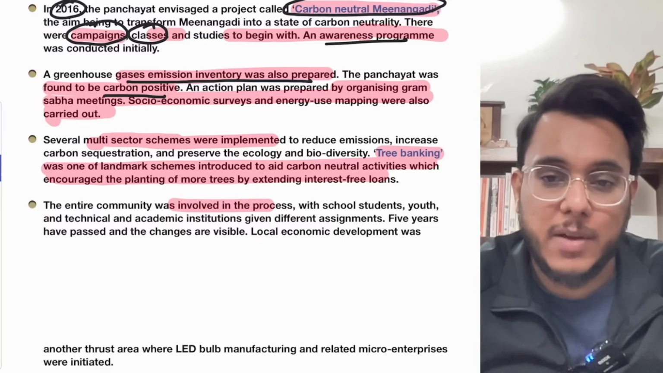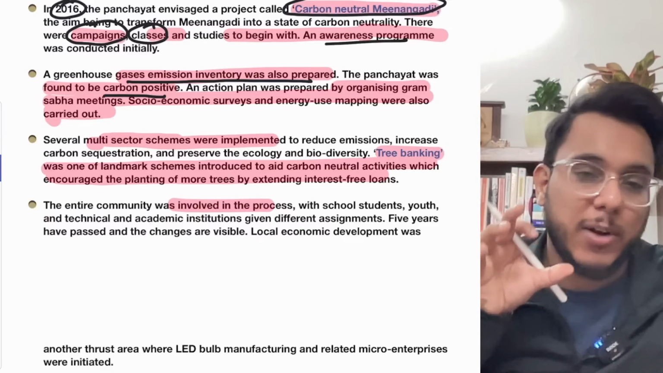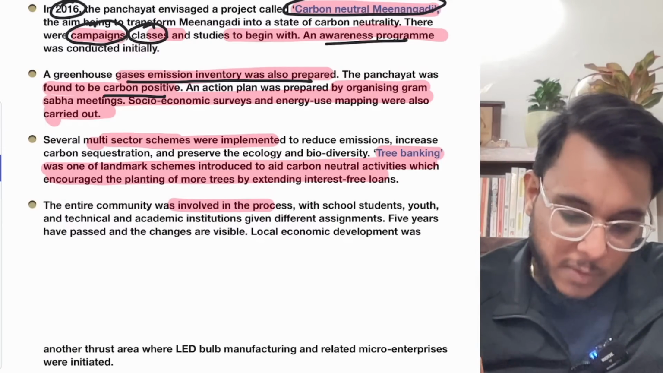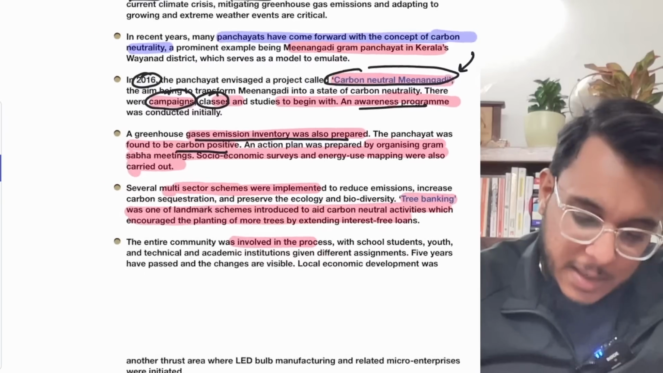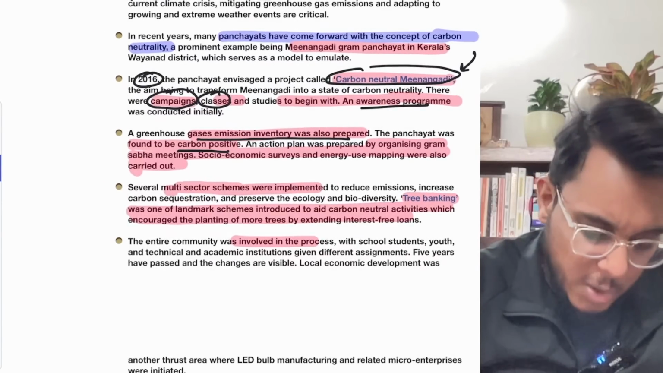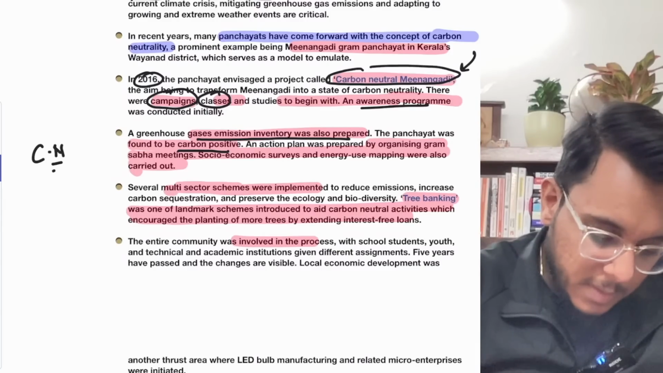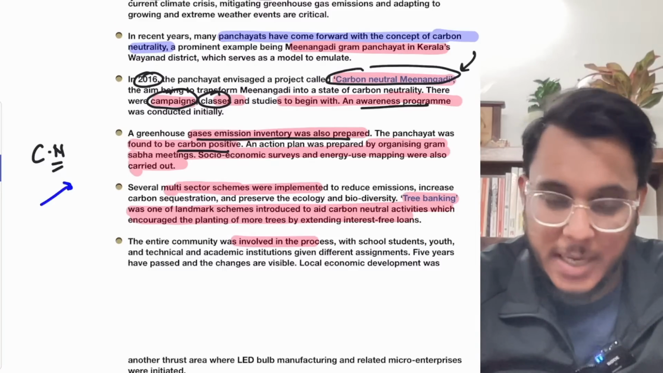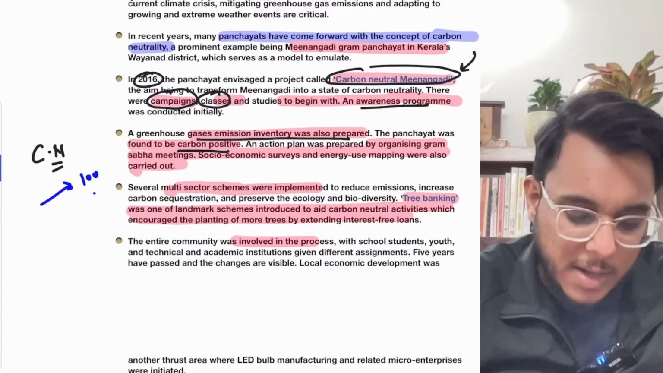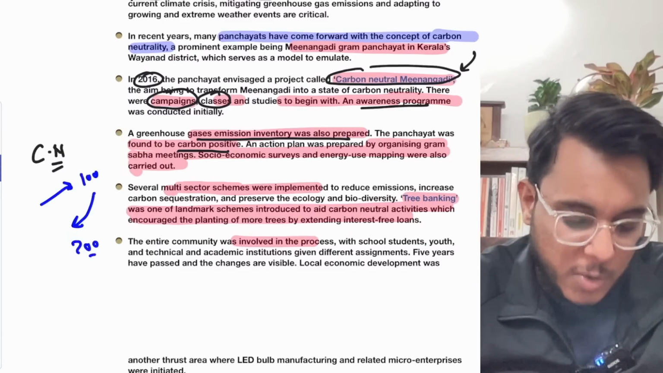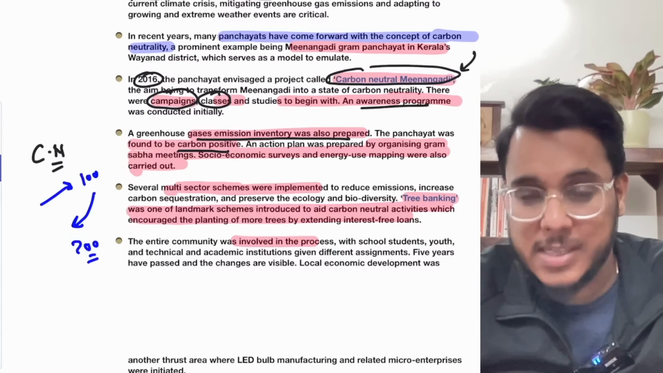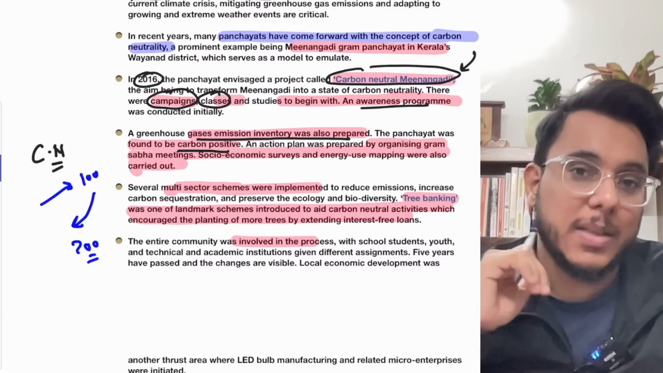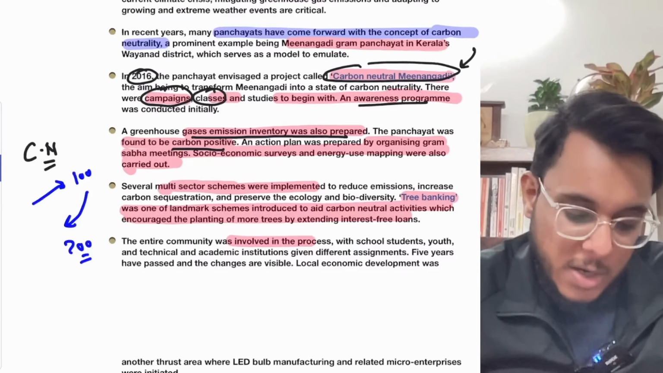Now, what is carbon positive? See, carbon neutral means that whatever carbon is being emitted, that carbon is absorbed. What is carbon negative? Carbon negative means that whatever you are emitting, let's say 100 units, you absorb, let's say, 200 units. So that place is carbon negative. When we talk about Bhutan, Bhutan is carbon negative. They emit less carbon but absorb more.